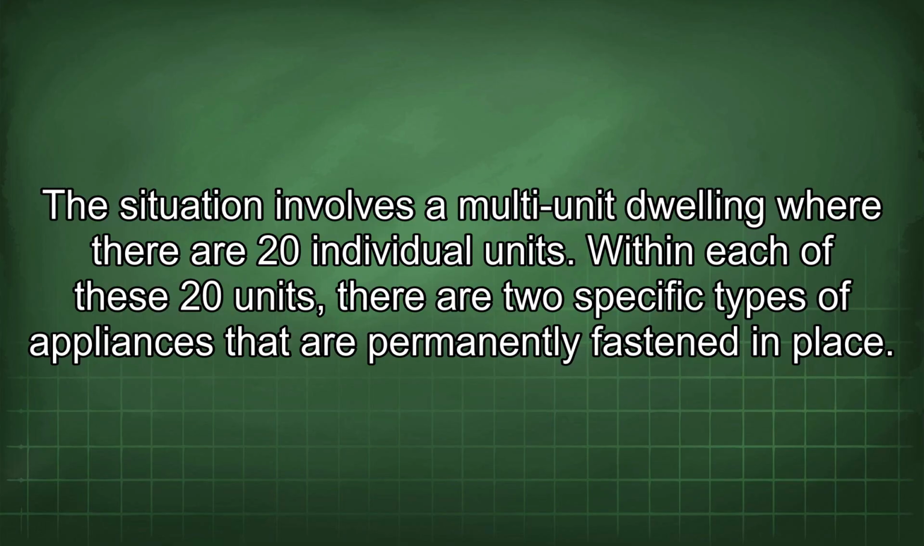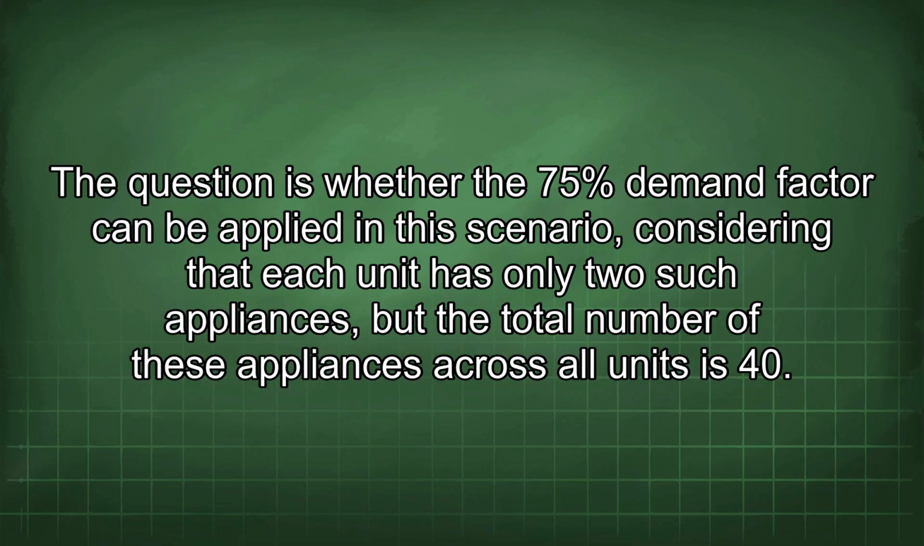The situation involves a multi-unit dwelling where there are 20 individual units. Within each of these 20 units, there are 2 specific types of appliances that are permanently fastened in place. The question is whether the 75% demand factor can be applied in the scenario, considering that each unit has only 2 such appliances, but the total number of these appliances across all units is 40.